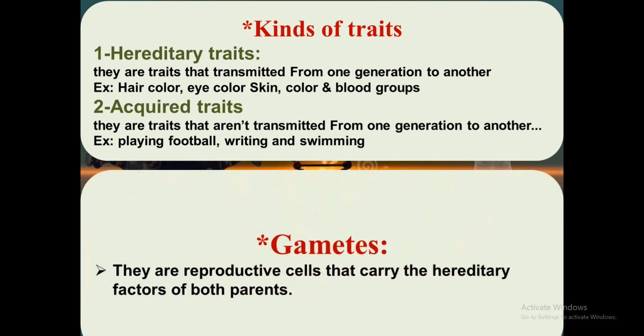Gametes. How can these traits be transmitted from parents to offspring? They are reproductive cells that carry the hereditary traits or factors of both parents.